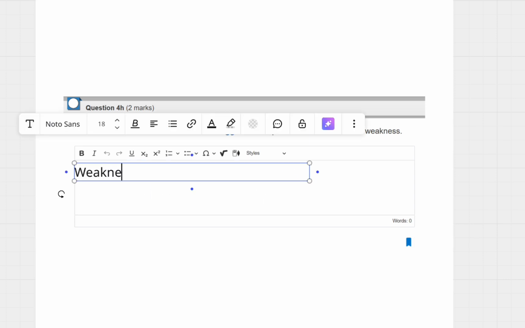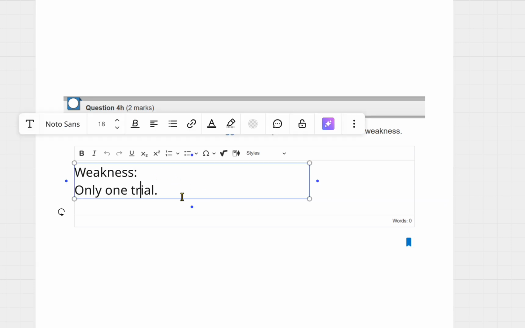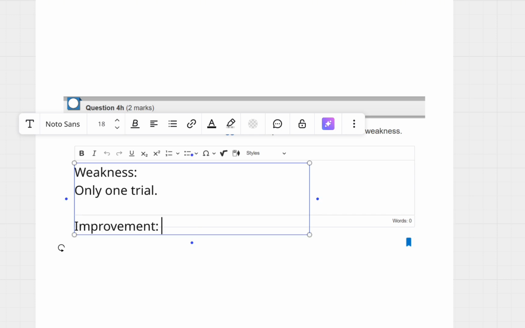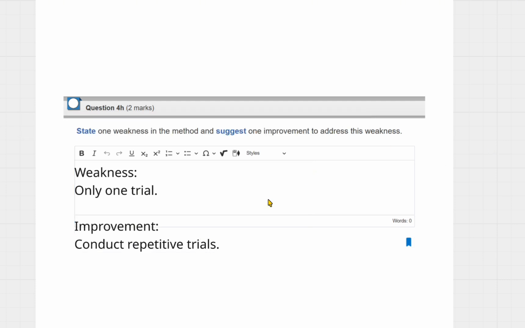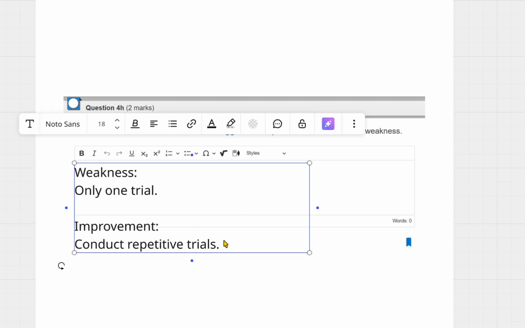Let's write the weakness: there is only one trial. Then for our improvement, just write: conduct repetitive trials, and that's it. Simple as that. You can just conduct repetitive trials. Let's write at least 3 trials, and then we're done with our answer. Boom, that's it.